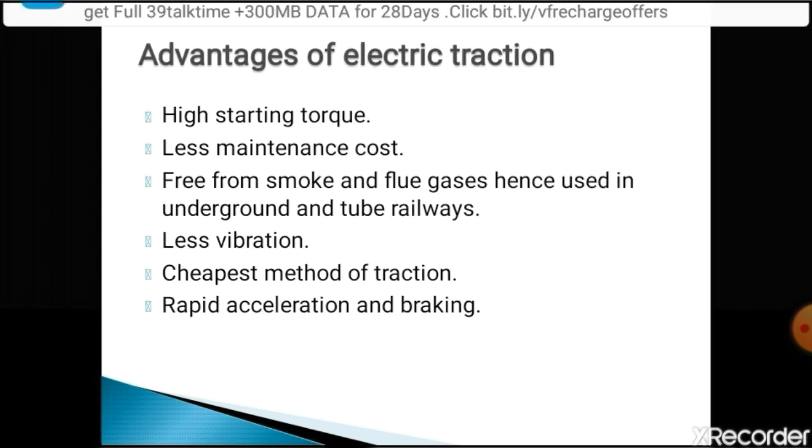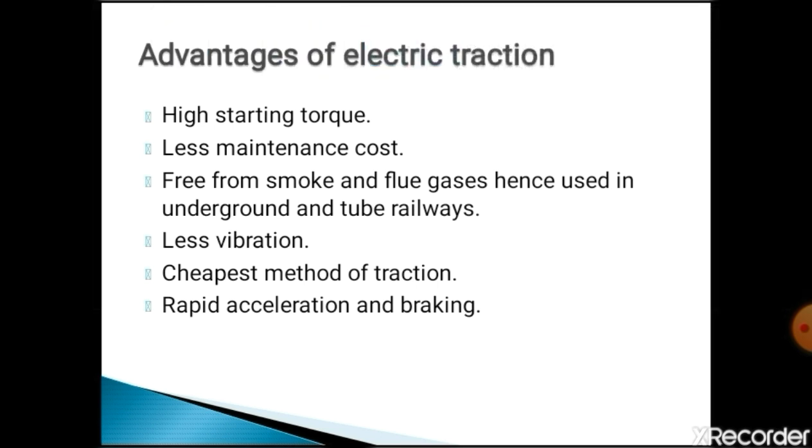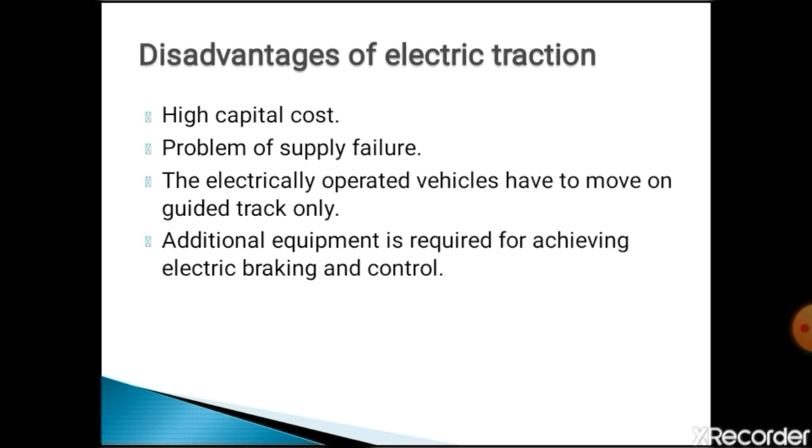Next we'll move on to advantages of electric traction. First one is high starting torque, to achieve rapid acceleration. Less maintenance cost, so less time consuming. Free from smoke and fuel gases, hence used in underground and tube railways. Because it has no smoke and gases, it is free from smoke and fumes. Less vibration, cheapest method of traction, rapid acceleration and braking.